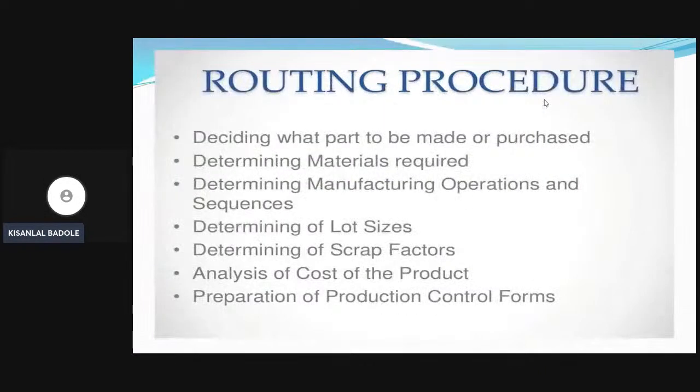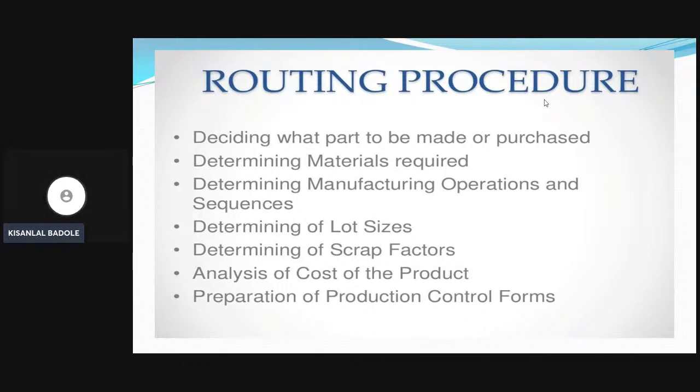This is what routing requires, as well as the routing procedures. In the procedure we decide what part is to be made or purchased. For routing, you determine which type of part or material is to be purchased, as well as the materials required. All this comes under the routing process. After that, determine the material required, which may be metal, non-metal, or advanced metal, depending upon which type of product you are manufacturing.